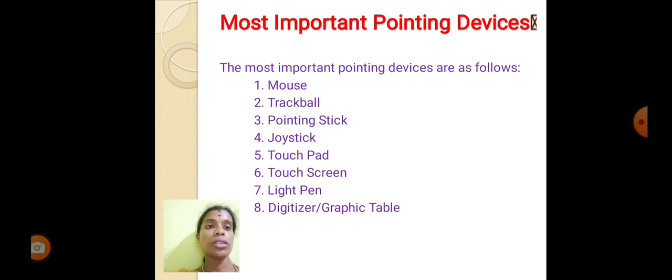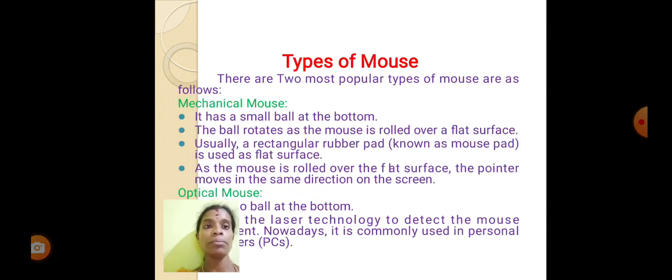The most important pointing devices are as follows: mouse, trackball, pointing stick, joystick, touchpad, touchscreen, light pen, digitizer, and graphical tablet. First, the types of mouse. There are two types of mouse. The first one is the mechanical mouse, and the other one is the optical mouse.